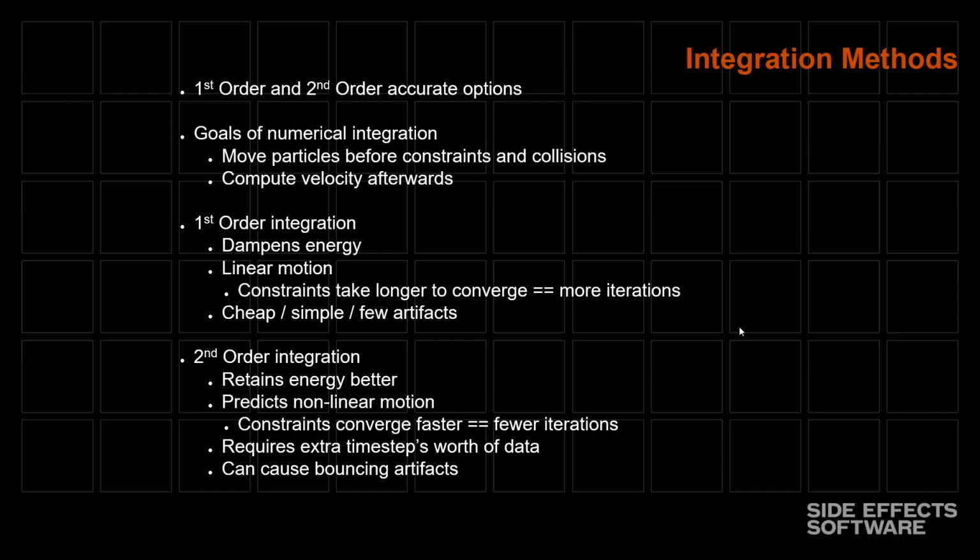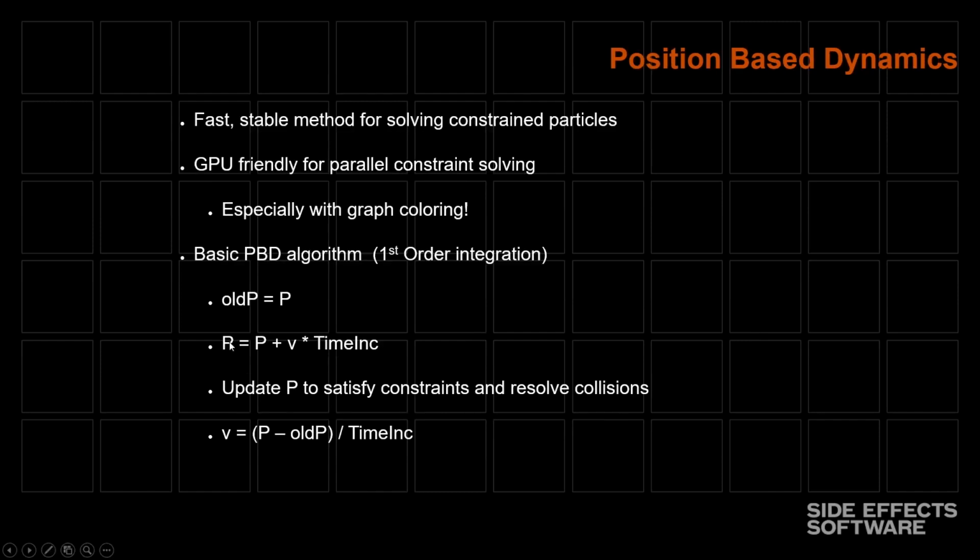So the goal of what's called numerical integration is to move the particles before we solve for constraints and collisions, and to compute the velocity afterwards. So if we look at the algorithm we had here, it's basically this step where we update the position before we solve, and then this step where we compute the velocity afterwards.